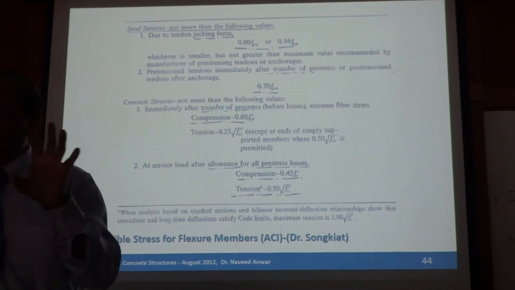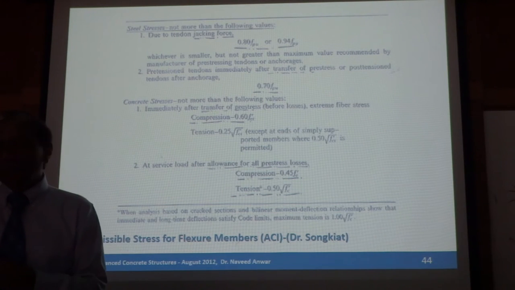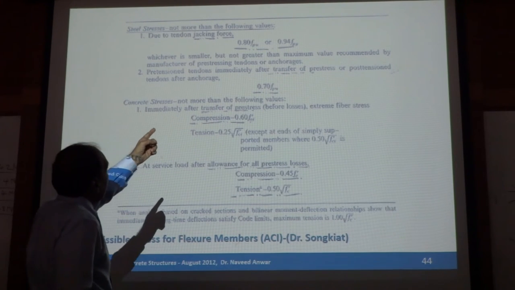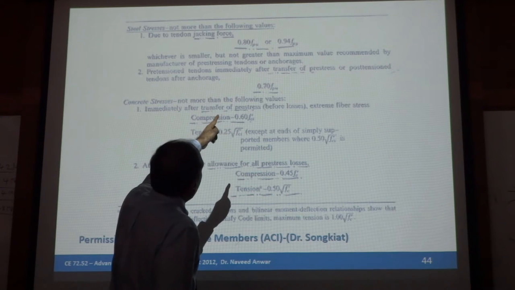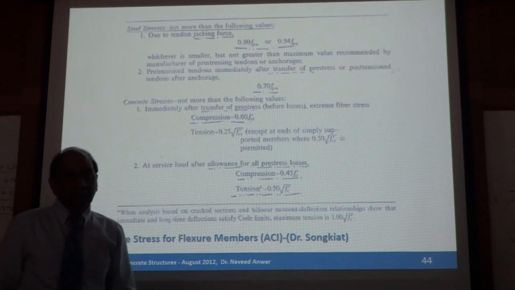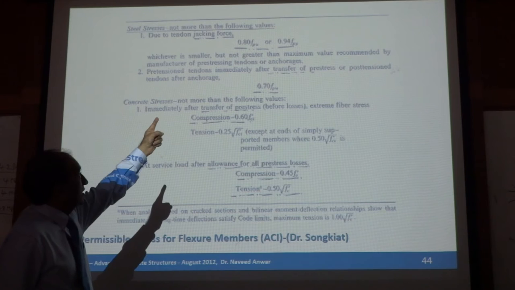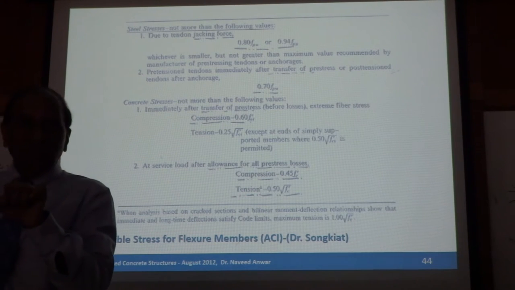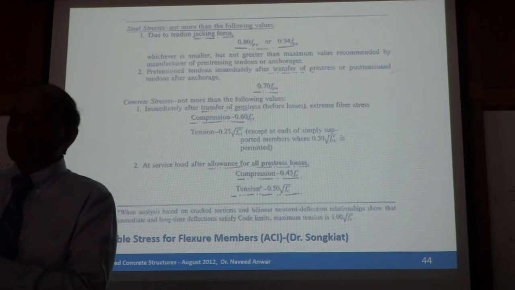I don't want to go through them all, but the main concept behind this is that for each stage of the pre-stressing, the allowable stresses are different for compression and tension, and also for the strand. For example, the strand during pre-stressing due to tendon jacking force is going to be 0.8 fpu or 0.94 fpy. So up to 80% of the ultimate strength of the tendon you can use during jacking, or 94% of the yield, the proof stress. You remember what the proof stress is, right?